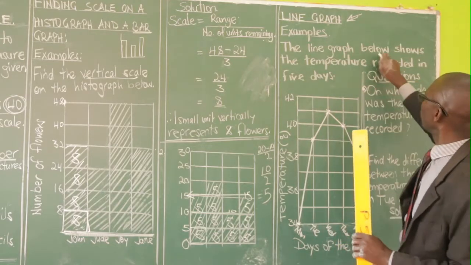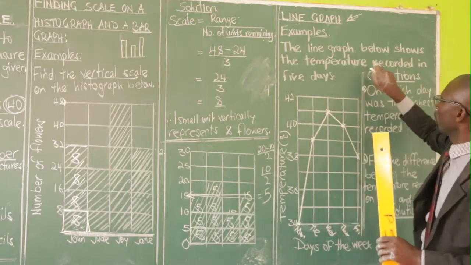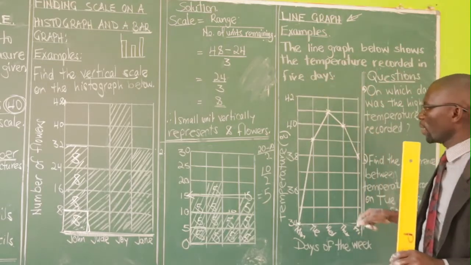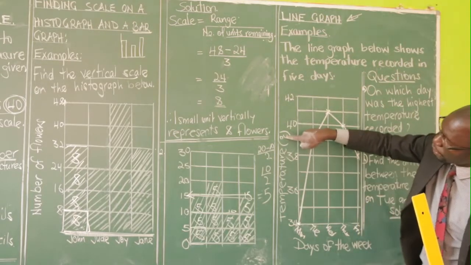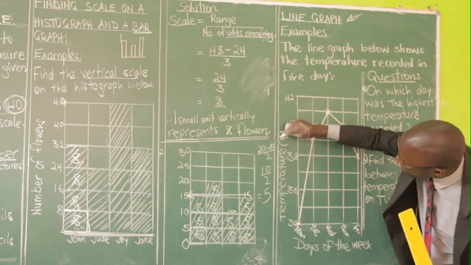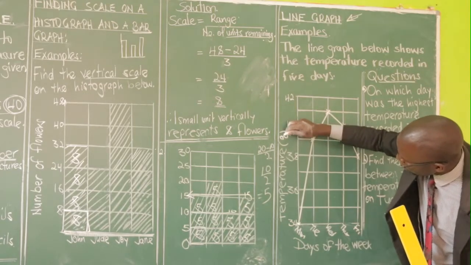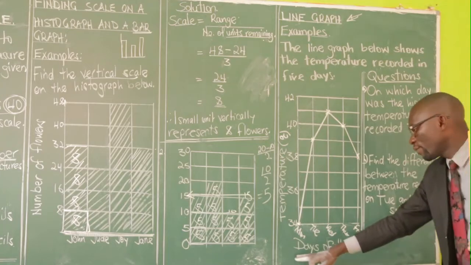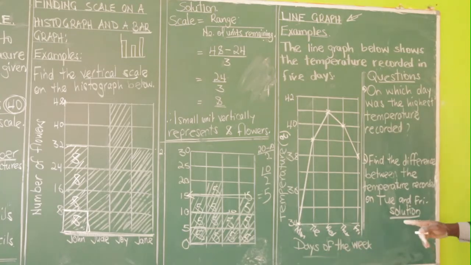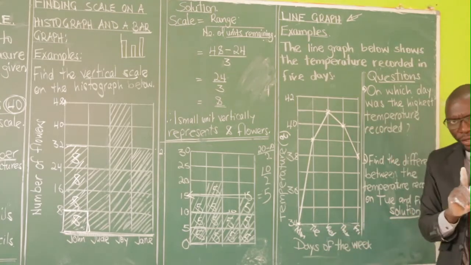The line graph below shows the temperature recorded in 5 days. And this side is temperature, which was recorded in degrees Celsius, sometimes we say centigrade. And down here we have days of the week. Now for this line graph, you should be very careful.